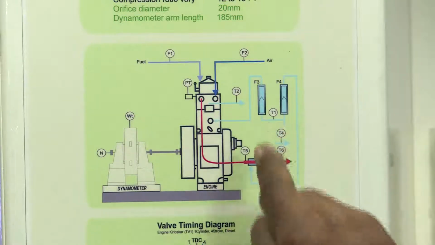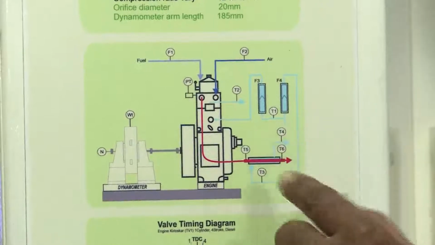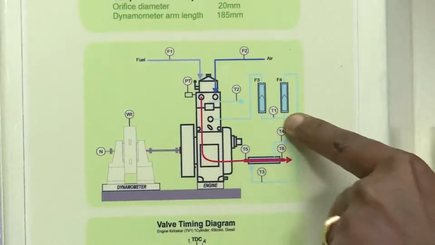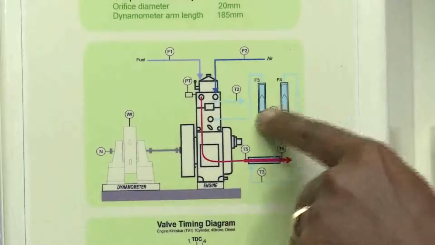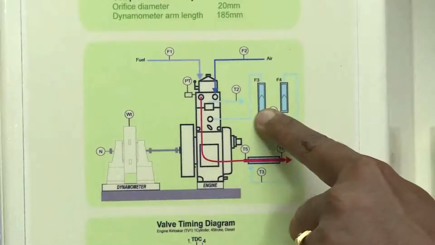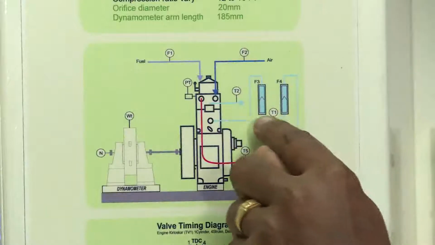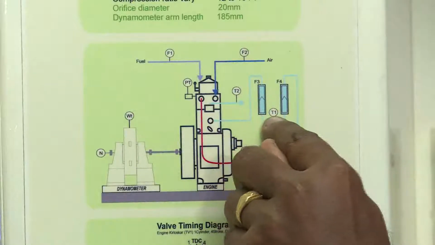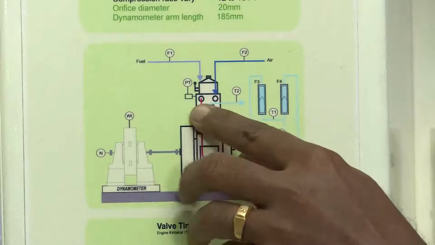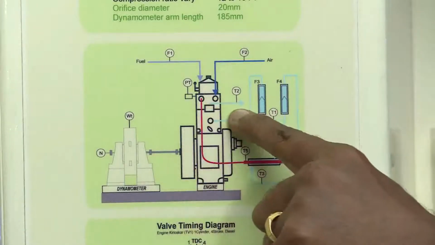The water enters the flow meter. The flow meter measures the flow rate of the water. Then the water enters into the engine at T1, as mentioned here, and it absorbs the heat of the engine and comes out as T2.